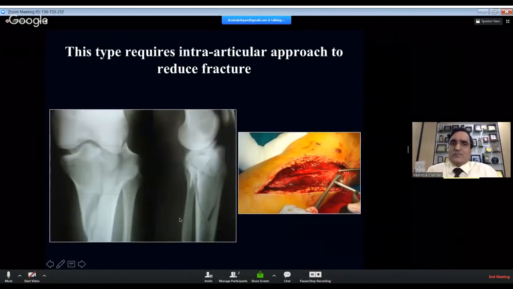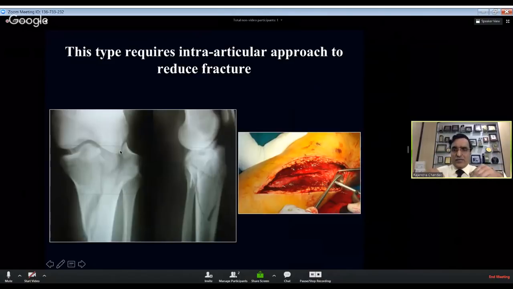This type of fracture requires an intra-articular approach to reduce the fracture. You can see I gave a lot of traction and this never reduced. So we have to put a dura elevator here and a spike so that we reduce it and then the whole surgery can be undertaken.